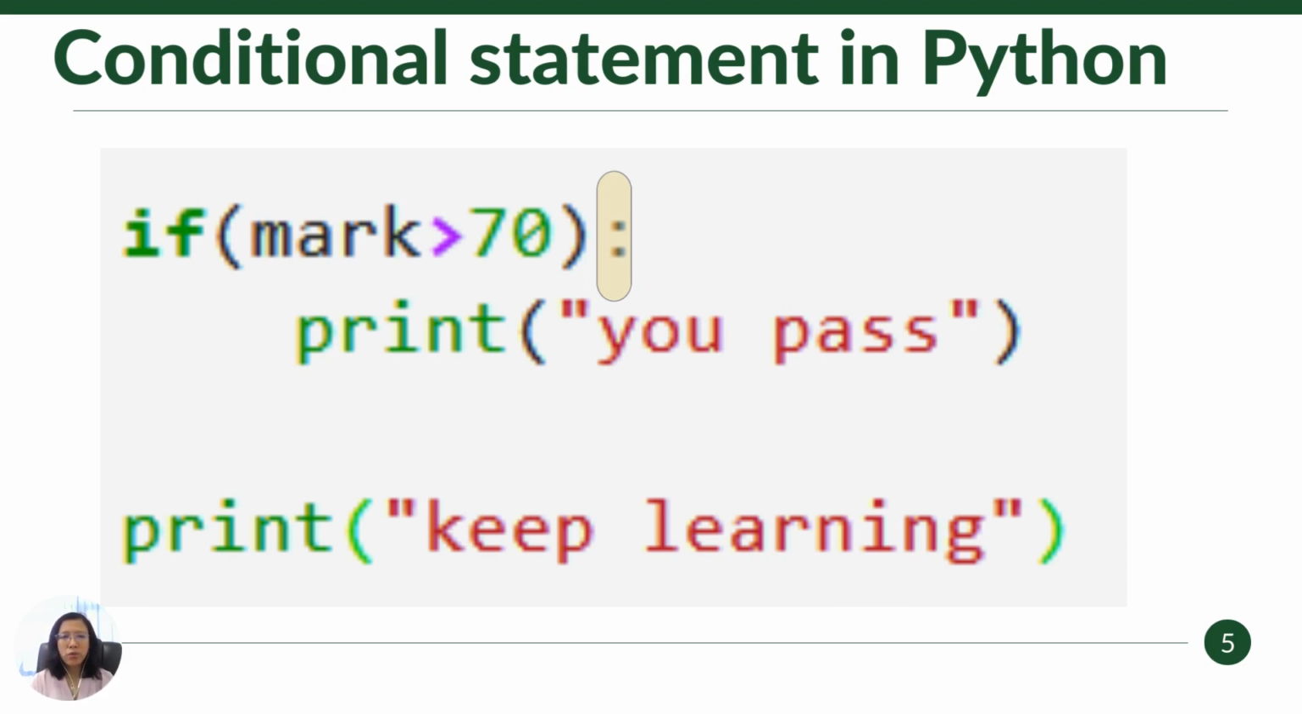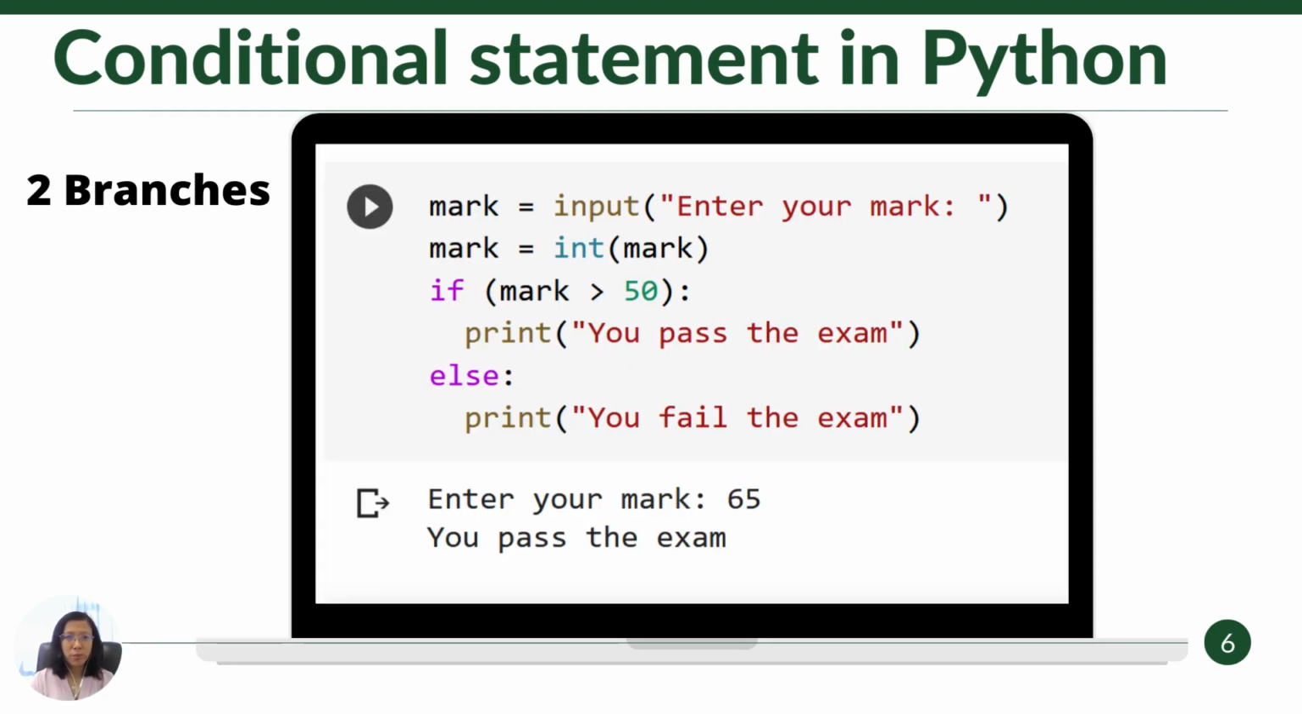Next, if you look at print keep learning, this code doesn't belong to the if condition. So no matter whether this condition is met or not, you will still print keep learning. In this example, you have only one branch. If mark is more than 70, you print that you pass. If mark is less than 70, you don't do anything. So this is called a one-branch if statement. Now let's look at the two-branch statements.